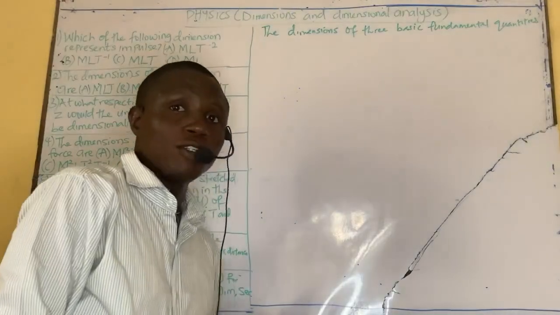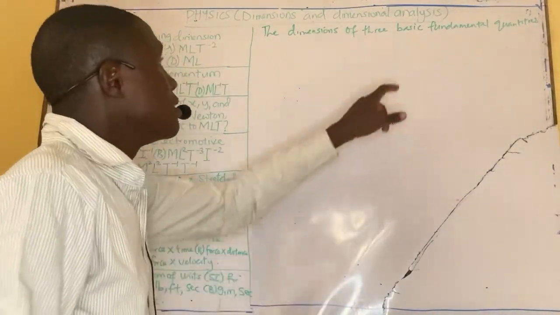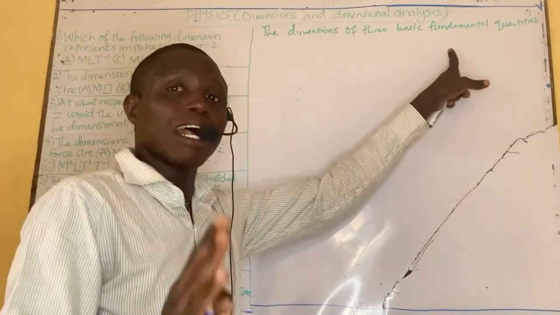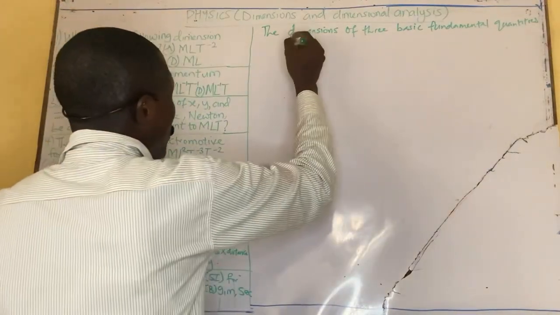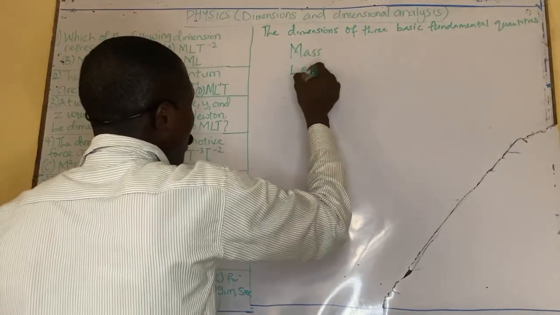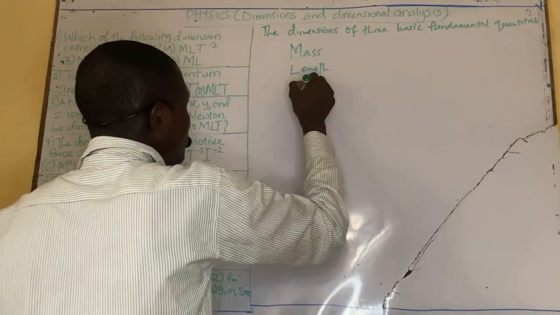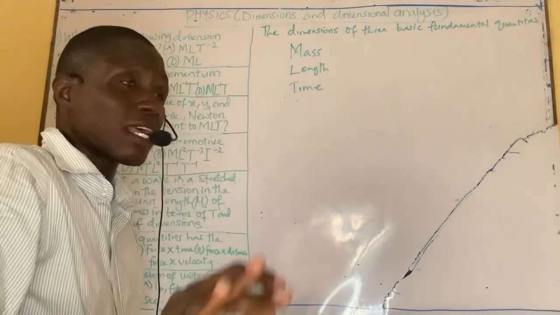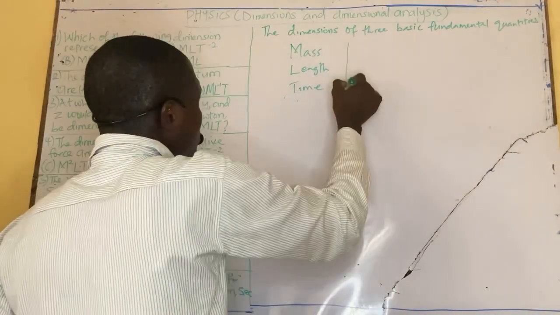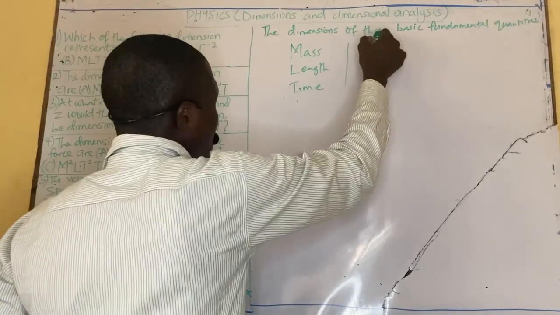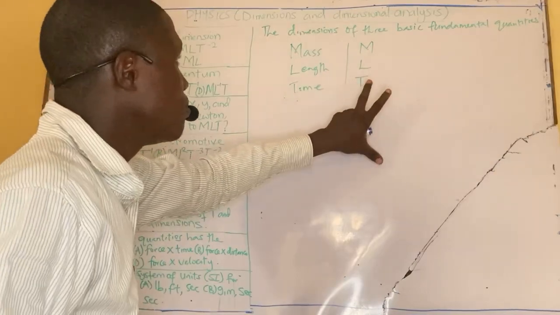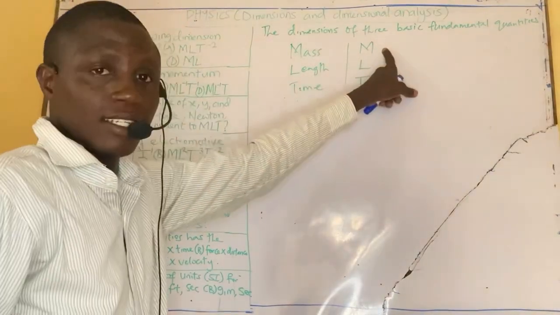If you watched the previous video, I mentioned three basic fundamental quantity out of the 7 fundamental quantity that we have. There are 3 that are basic, which are the mass, the length, and the time. And the dimension of these 3 basic fundamental quantity are capital letter M, capital letter L, and capital letter T. So now these are the basic fundamental quantity and their dimensions.